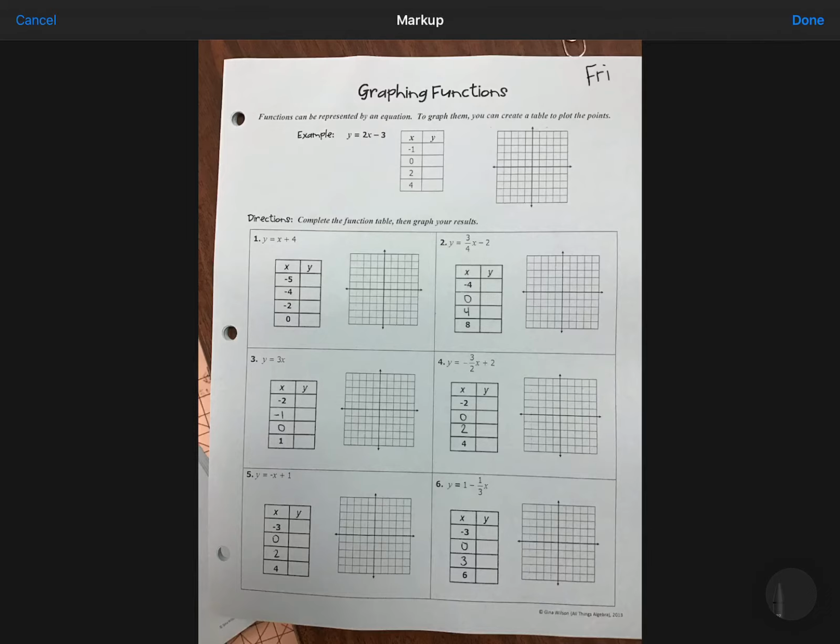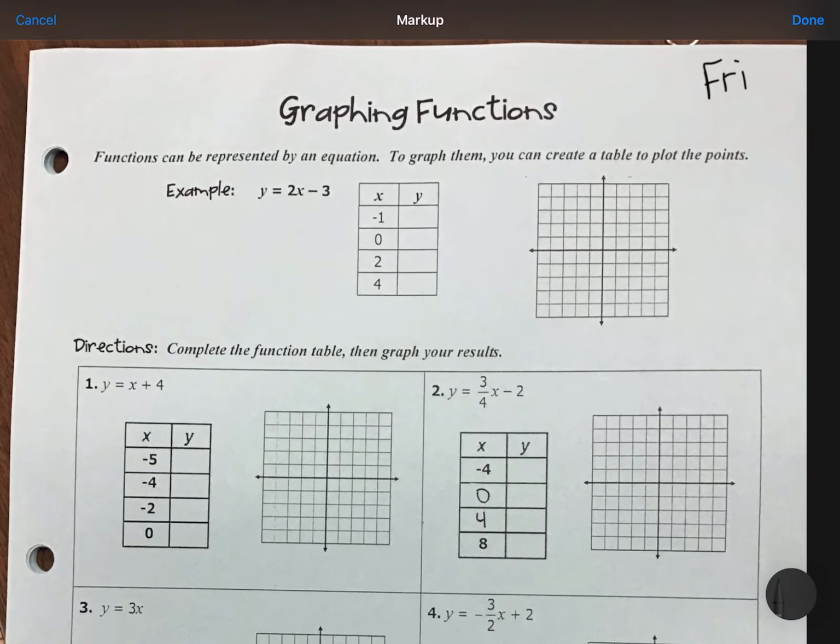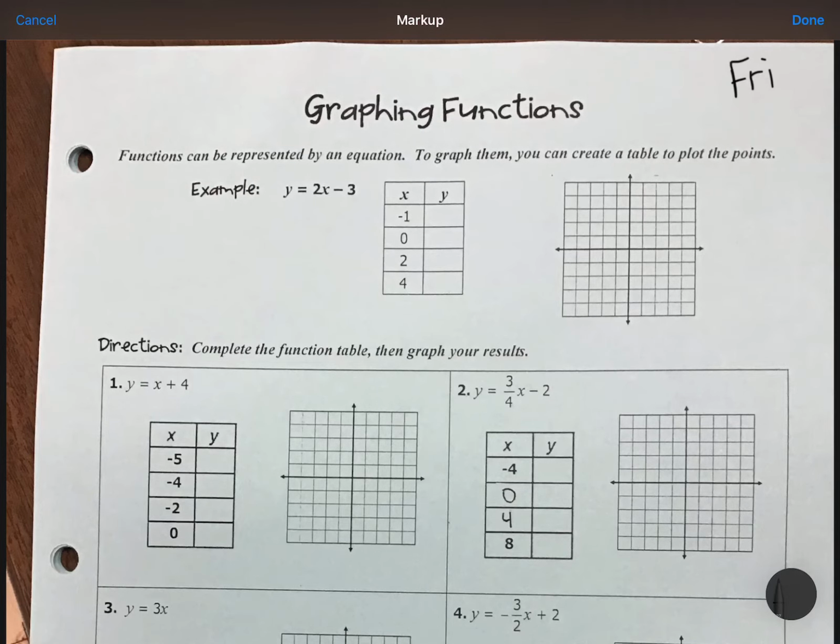All right, I need you to find the worksheet that looks like this. It was given on our last class meeting together. It's probably the last page stapled with all your blue sheets. It says Friday on the top right-hand corner because it is hopefully Friday when you're watching this and doing your assignment. So today we're going to talk about how to graph functions.